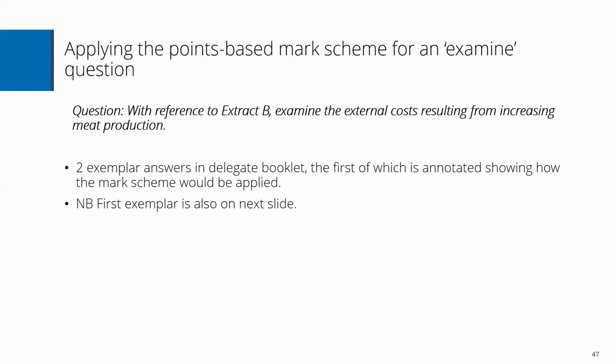So applying the points-based mark scheme for an examine question, with reference to extract B, examine the external costs resulting from increasing meat production. There are 2 exemplar responses in the delegate booklet, of which the annotation is showing and the mark scheme would be applied. And the first example is coming up.